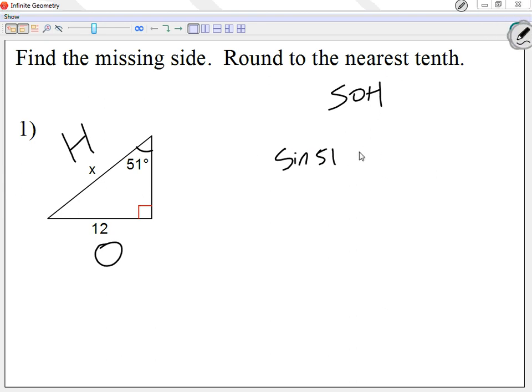Sine of the angle, sine of 51 is equal to, I know sine is opposite over hypotenuse, so I'm going to go 12 over x. If the x was on top and the 12 was at the bottom, you'd multiply both sides by 12 and you'd get your x. Since the x is at the bottom, let me switch it with the sine. Sine of 51 and x are going to switch places.